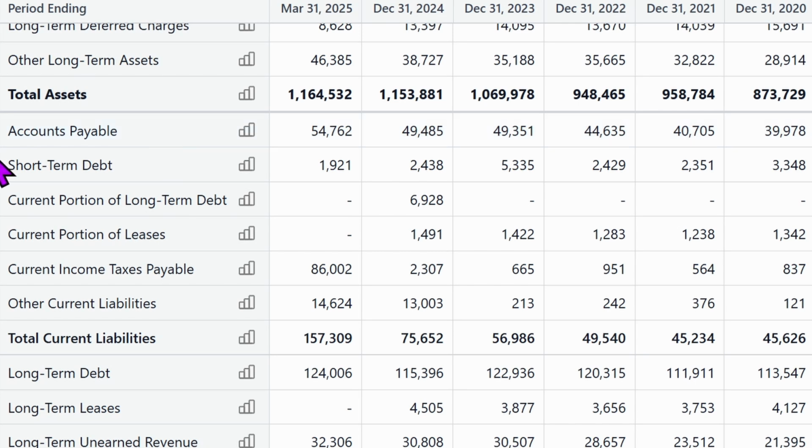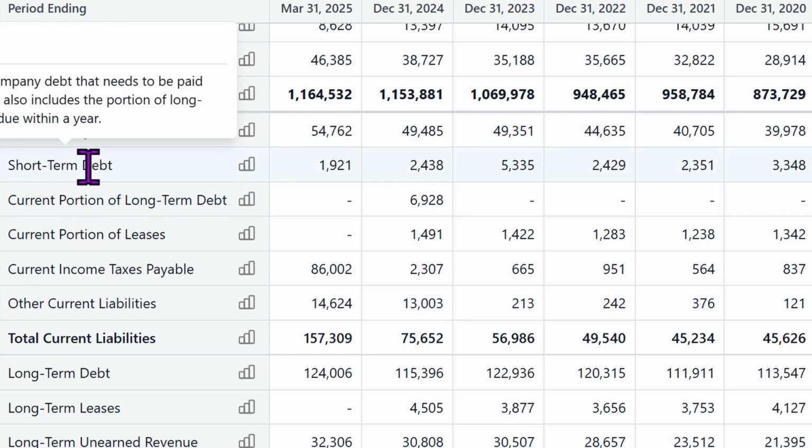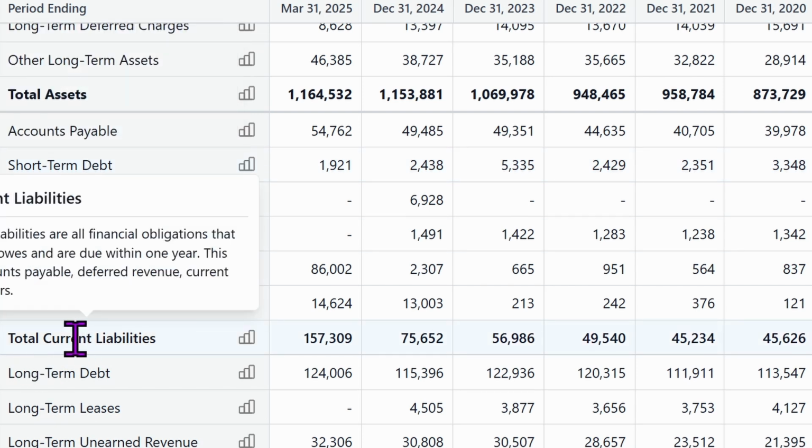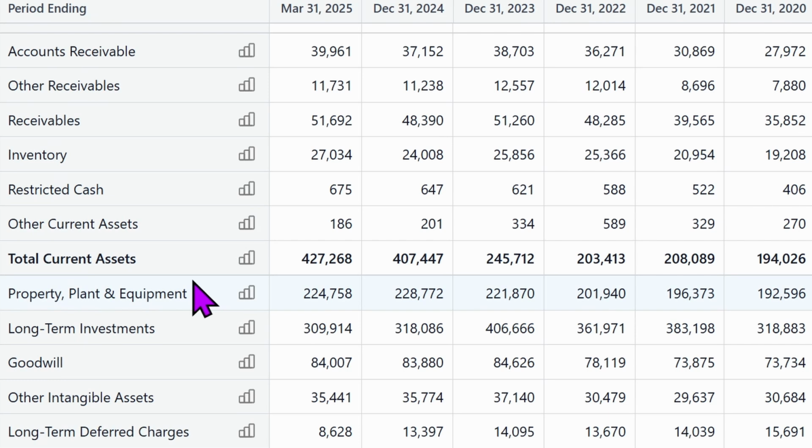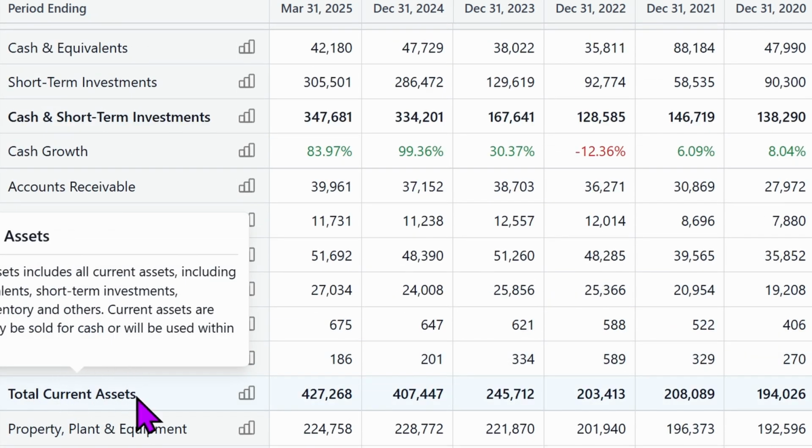And I would argue another important line item in the liability section is the short-term debt. It's an aggregate of all of the loans on their books that are due within 12 months. By the way, if it says current, it's anything within 12 months. So as we scroll up right here, total current assets, anything that can turn into cash or has the ability to transform into cash within 12 months.